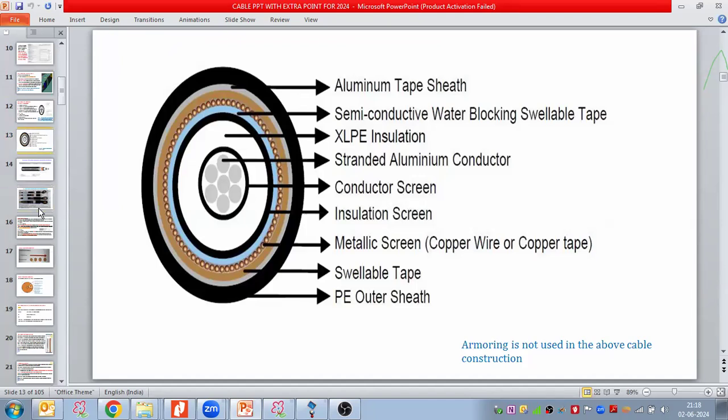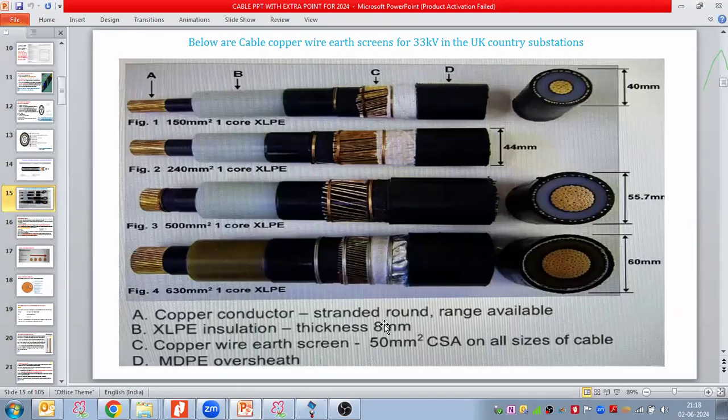So the last sheet, number 5, on all sides of the cable, and then MDPE. MDPE means the outer insulation, PE, PVC outer insulation. So now we are discussing this.